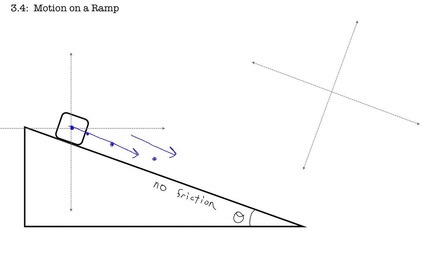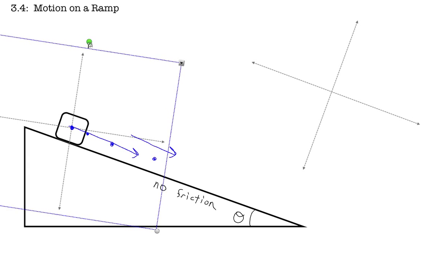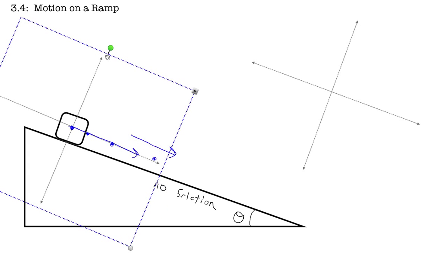So you could take this axis and rotate it so that the x-axis is along the ramp itself. This way, we don't have to worry about anything happening in the y direction. We just have to look in the x direction for the motion. Now, there's kind of a trick that occurs here for finding the acceleration of an object on a ramp then.